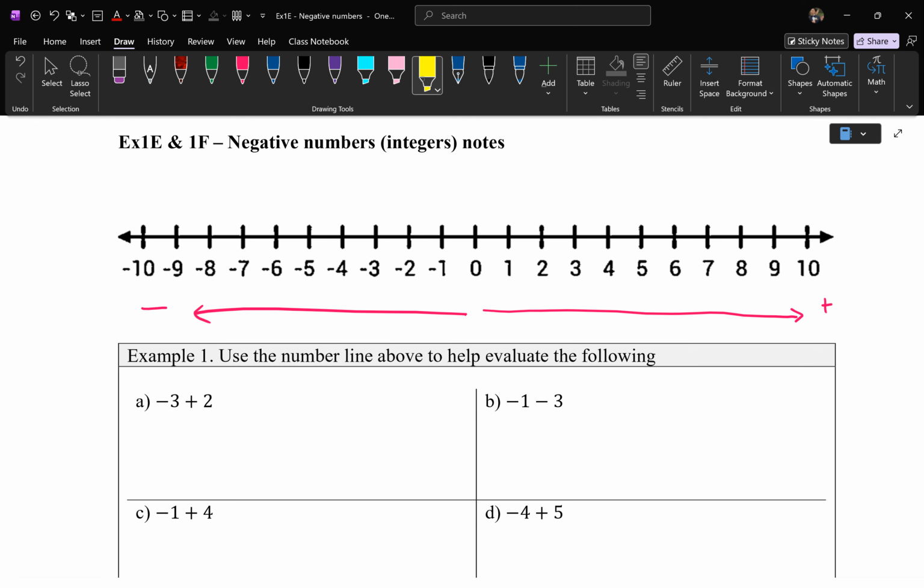So let's start off with the first part of exercise 1E. They want you to be able to do these type of questions. 1F is the next page. Okay, so let's have a look at -3 plus 2. -3, let's have a look at the number line. Is -3 on the left side of 0 or is it on the right side of 0? Left side. So here's -3. I'm going to put a dot so you can visualize it.